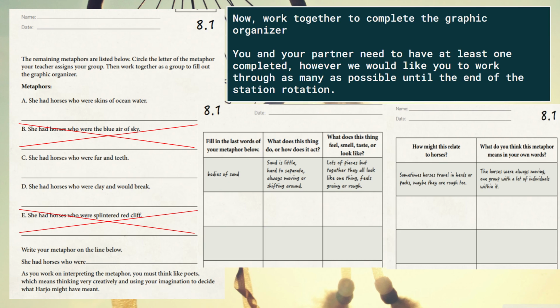If you have time left in the rotation, we'd like you to continue working through. Then in the next station with metaphors, or in a later station, you'll work with a teacher to review these three and analyze these three stations. So just work at your best, and at least get one of them done. But if you have time, you can continue on.